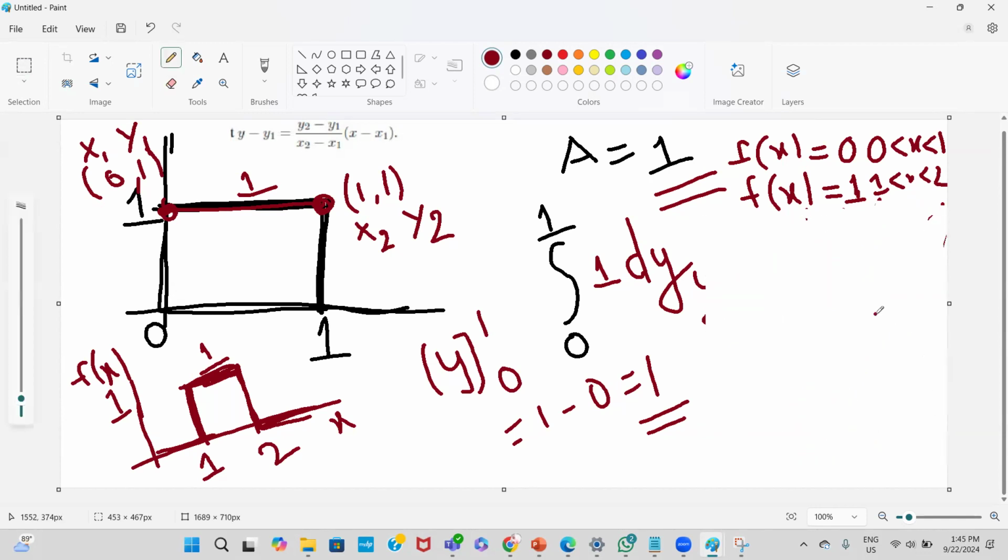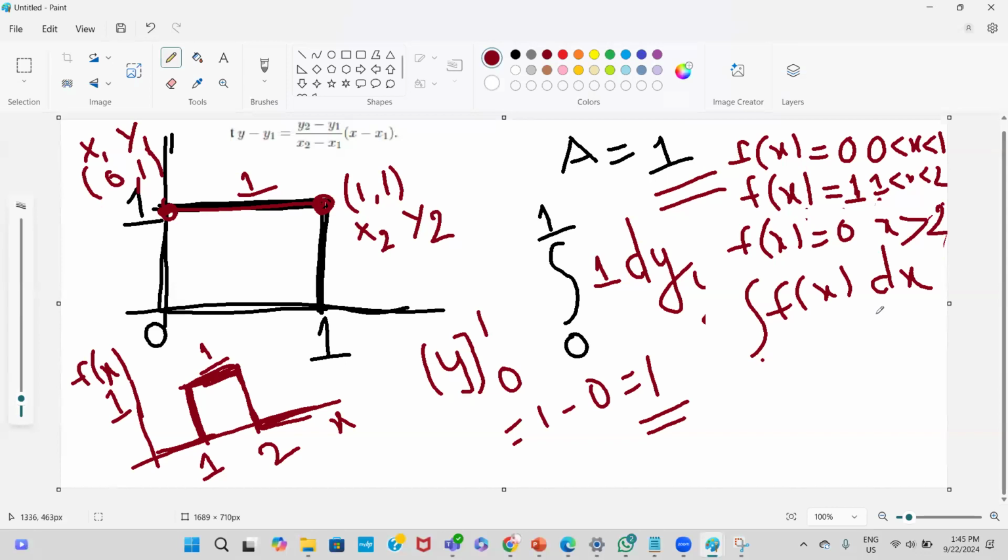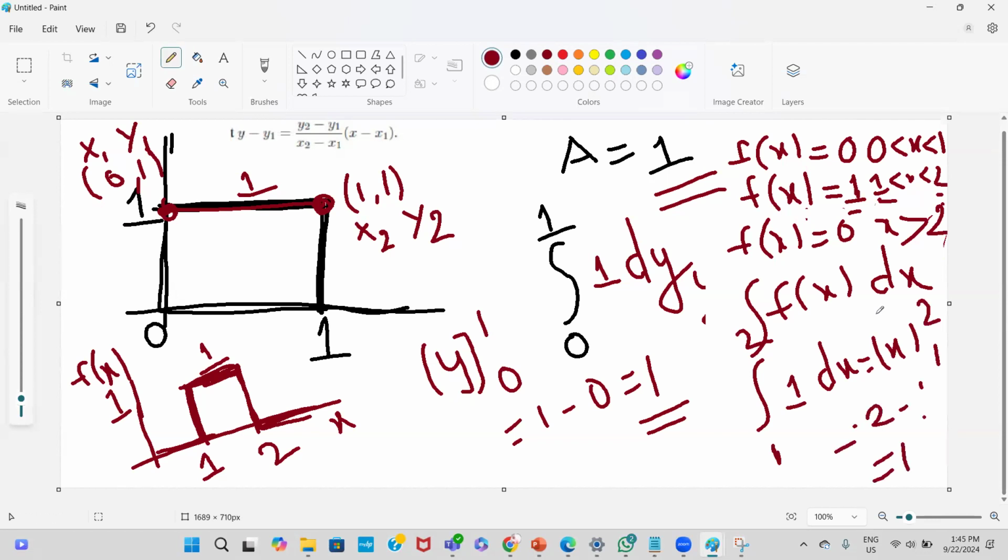And what is this? F of x is equal to 0 when x is greater than 2. Now when you want to find out the area under this, you have to say f of x into dx. So f of x has a value from 1 to 2 only, right? So from 1 to 2, 1 into dx. So that is x, from 1 to 2. So this becomes 2 minus 1, which is equal to 1.